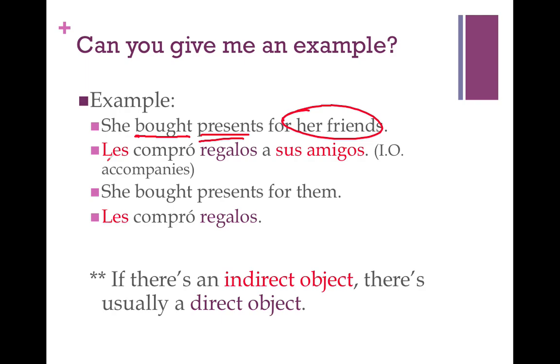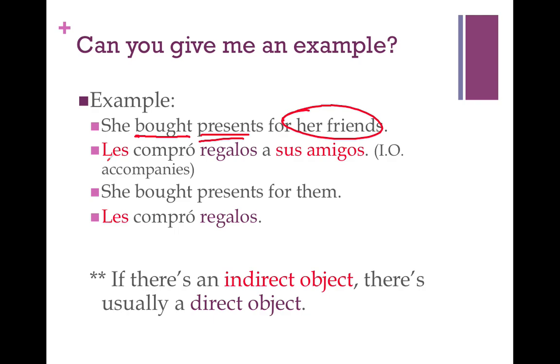And if you notice, we are going to be circling the indirect objects. So, the Spanish, les compró regalos a sus amigos. The indirect object is accompanying this. For her friends, we don't have that pronoun in English. We just say for her friends. That's the indirect object. But proper Spanish grammar says, she bought is compró, regalos is the direct object, and a sus amigos is clarifying who the les is. We just have to have that pronoun les in there.